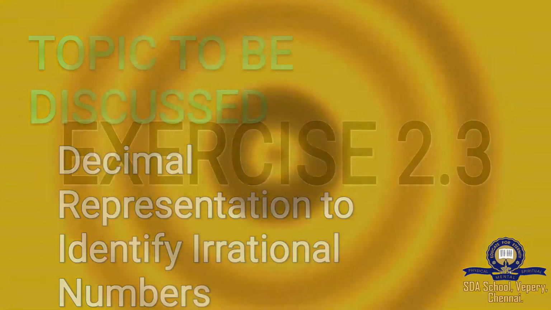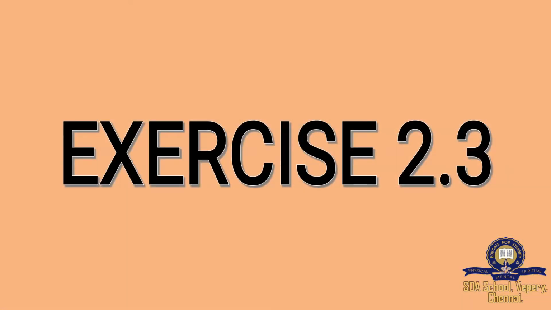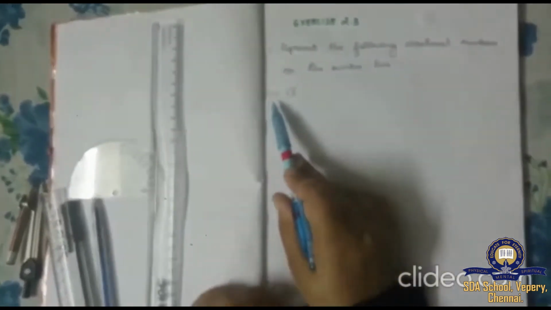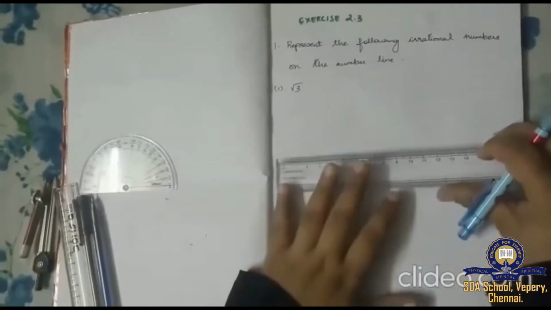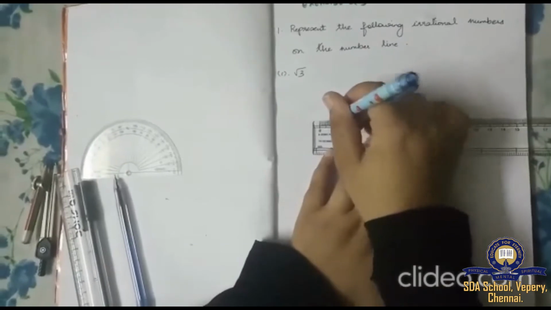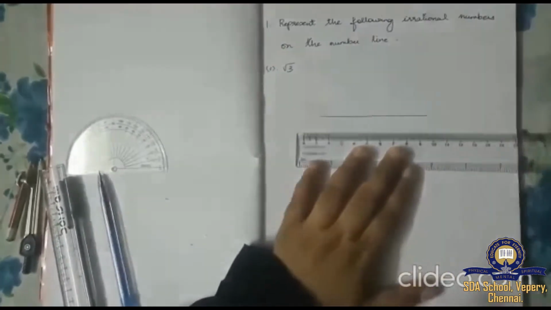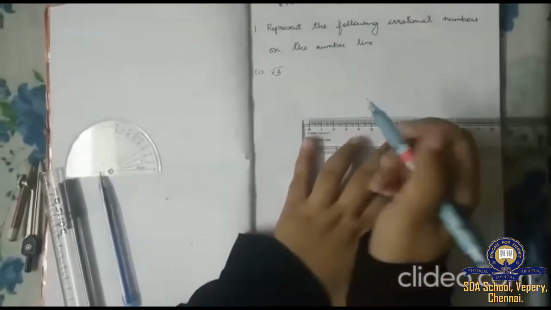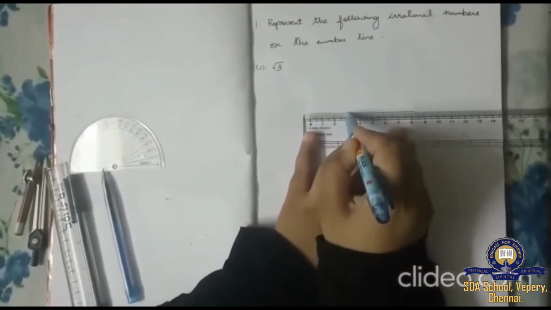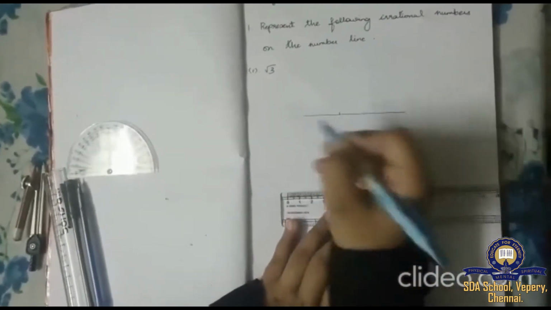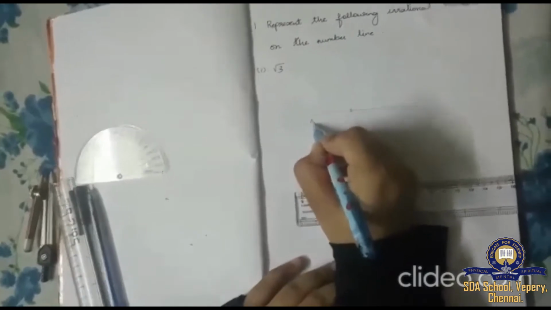Let's move on to exercise 2.3. Number 1. Represent the following irrational numbers on the number line. Subdivision 1, root 3. See students, first of all, take a ruler and then draw a line of any measurement. Then mark from here to over here 3 centimeter. Let this point be A and let this point be B.